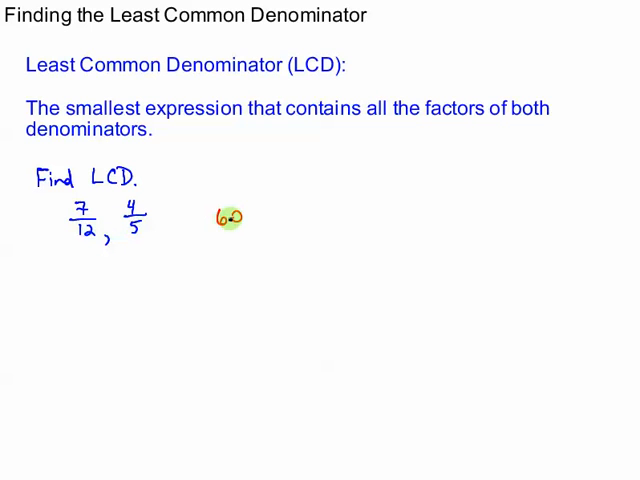We just need to come up with a number that contains both of these numbers as factors and is the smallest number that does so. So in the first example, the least common denominator happened to be 12 times 5. In the second example, 12 times 18 will be a common denominator, but it's not the smallest. The smallest common denominator here is 36.